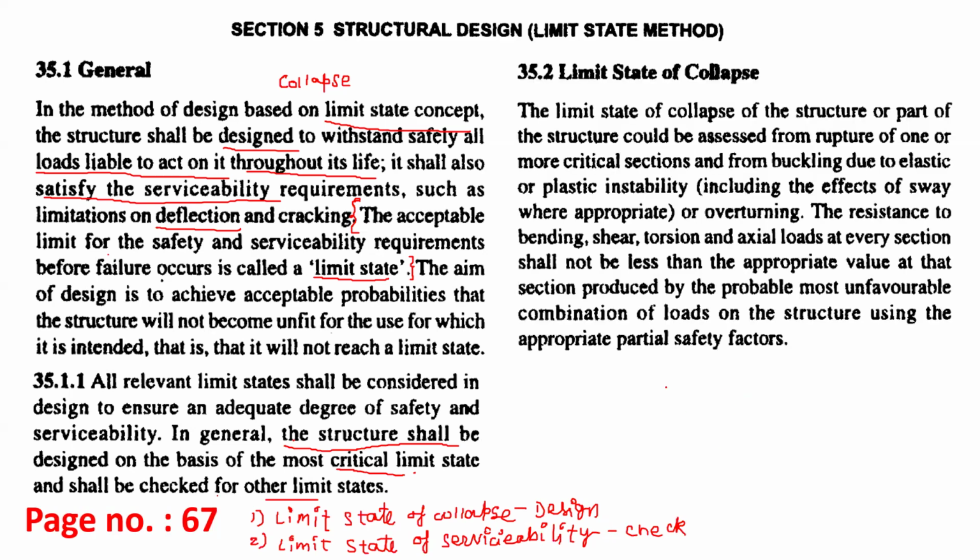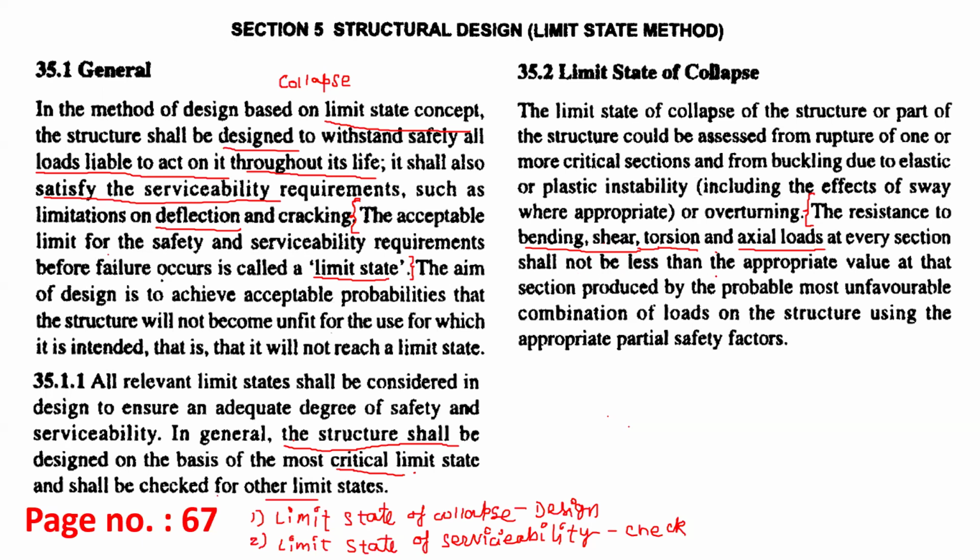So limit state of collapse I already mentioned, and they have mentioned over here the limit state of collapse of the structure or part of the structure could be assessed from rupture of one or more critical sections and from buckling due to elastic or plastic instability or overturning. So this is most important for us. So the resistance to bending, shear, torsion, and axial loads at every section, because bending and shear we have in beams, torsion also we are considering in slabs, bending and shear again we have in slab also, and axial we have in columns. In columns we have both axial as well as bending.